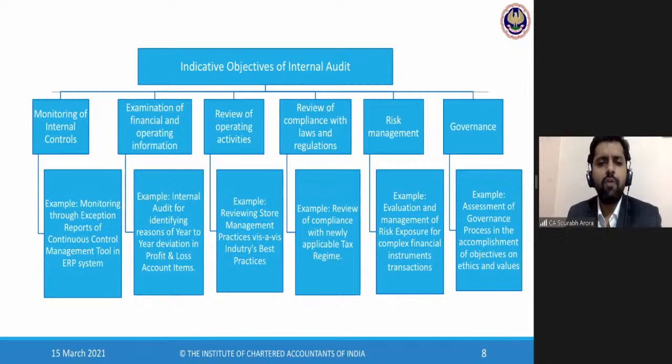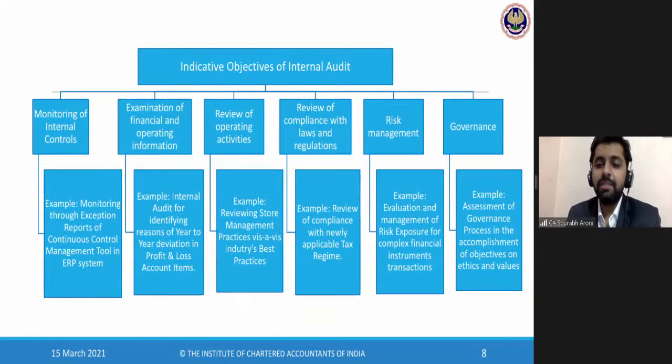Then review of operating activities. Operating activities means review of various operations and how they are performing, whether they are effective in meeting their stated objectives, whether they are efficient, whether the resource utilization is optimum. So in this, what we have quoted is reviewing store management practices vis-a-vis industry's best practices. Then review of compliance with laws and regulations. For example, a newly applicable tax regime, which could be GST or any other tax that becomes newly applicable, and compliance with the existing laws and regulations as well. This is just an example.